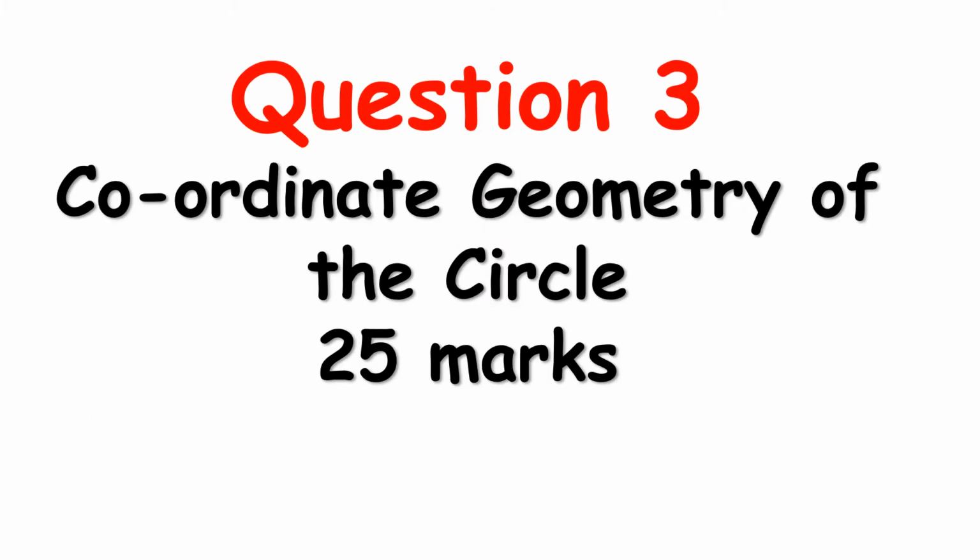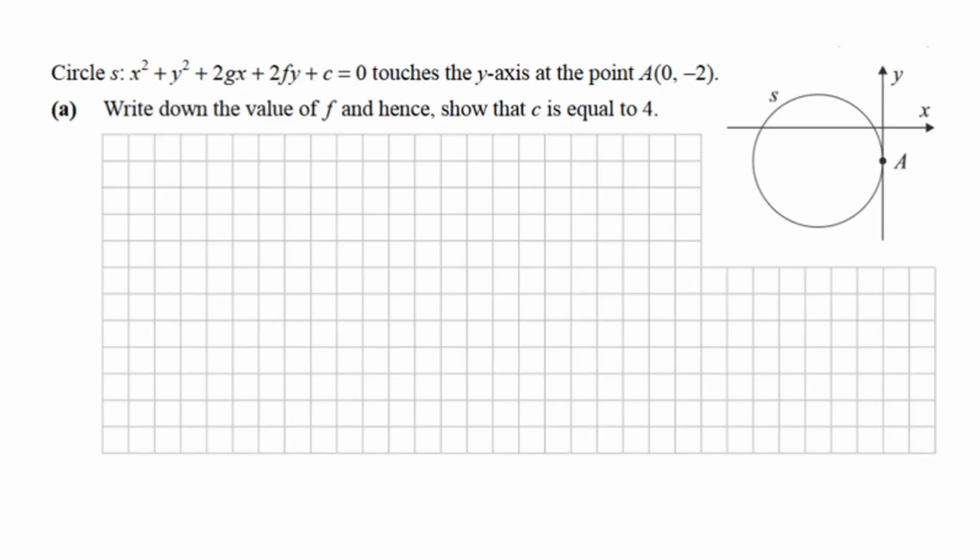Question 3 is a coordinate geometry of the circle question and is worth 25 marks. So our first question. The circle S, which is x squared plus y squared plus 2gx plus 2fy plus c equals 0, touches the y-axis at the point A, which is (0, 2). So this point here, and I'm going to write in beside it, is (0, minus 2). Write down the value of f and hence show that c is equal to 4.